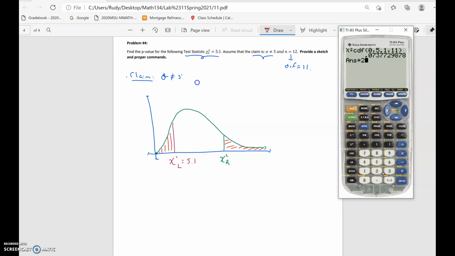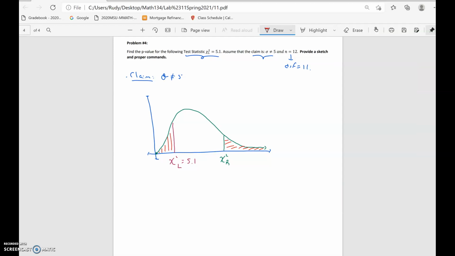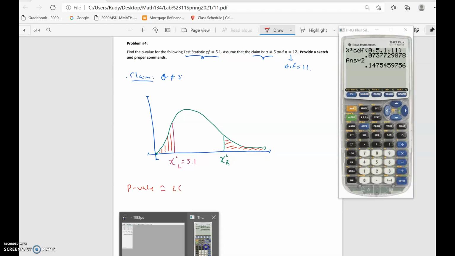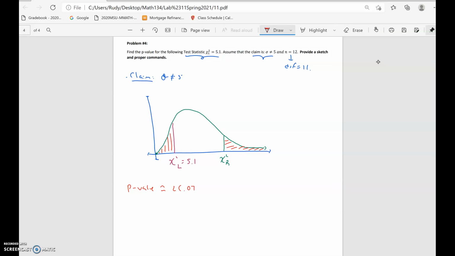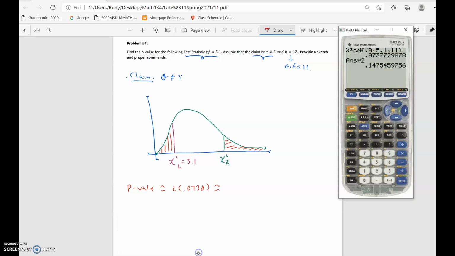So in this case, as we multiply it times 2, it's going to be 0.14. So our p-value is approximately 2 times, and then the actual calculator output is 0.738, which is giving us a p-value of 0.1475.